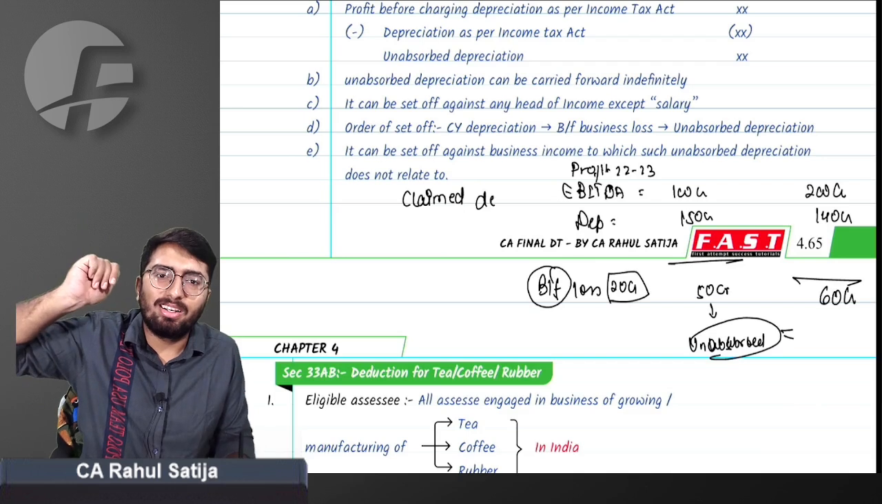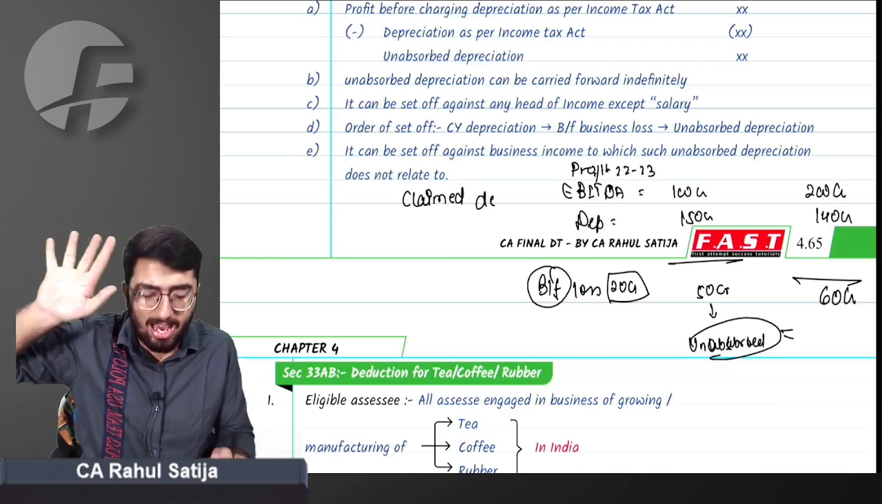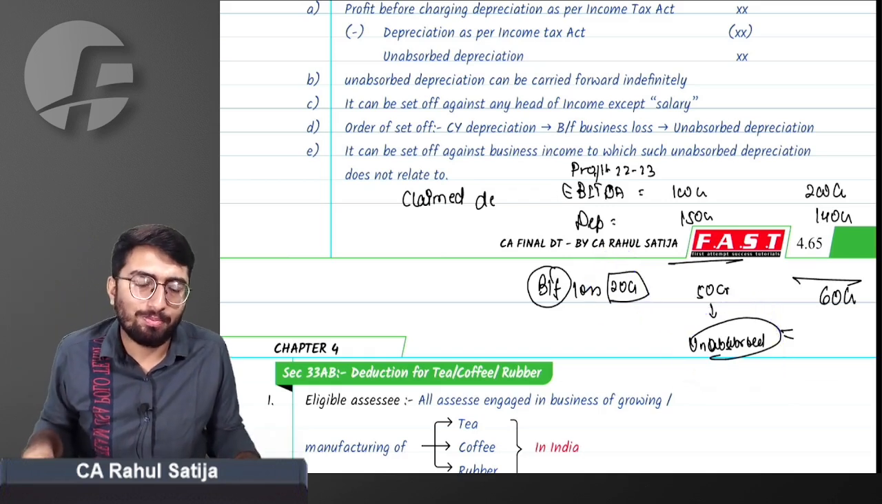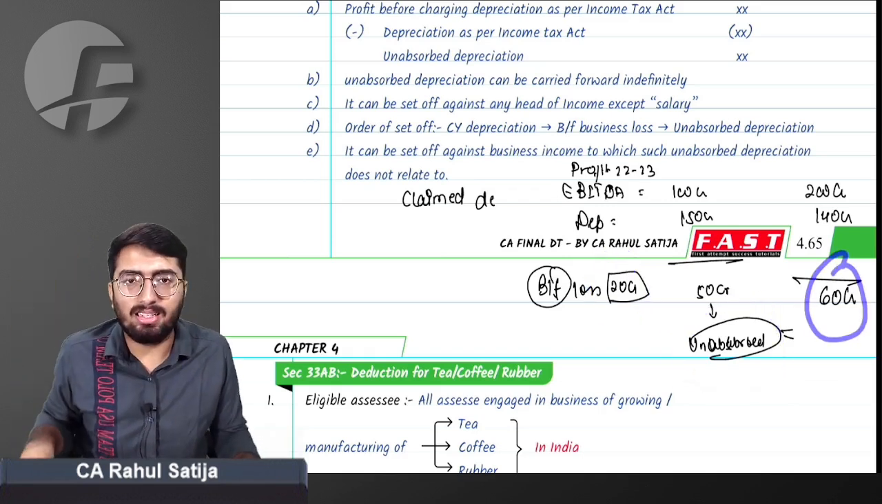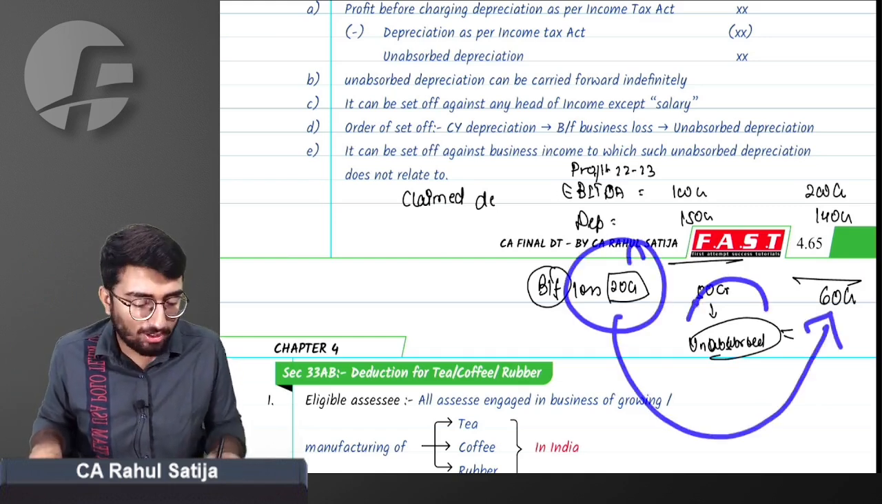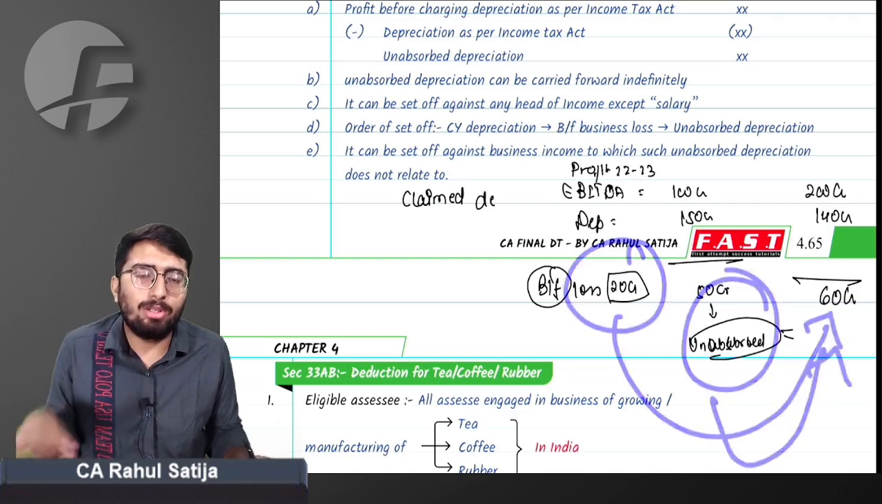Now, against this profit of 60 cr, I can use this brought forward depreciation or this unabsorbed depreciation also. Sir, against this profit of 60 cr, I can set off these brought forward losses. I can set off this unabsorbed depreciation. What will be the sequence of set off?